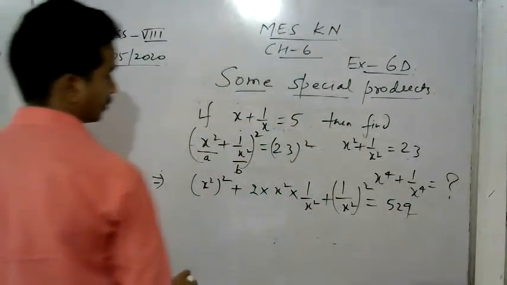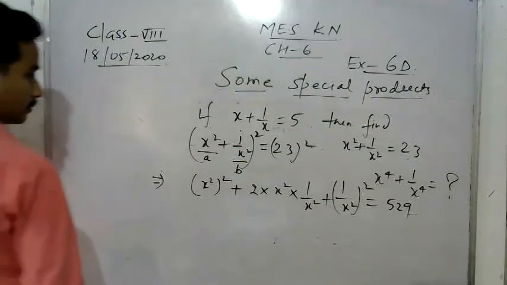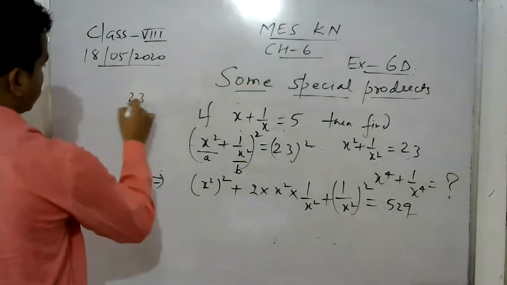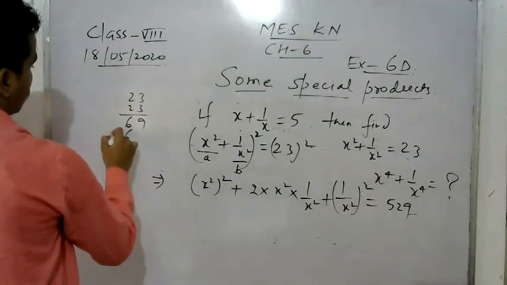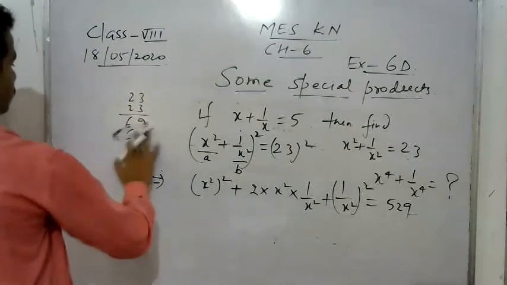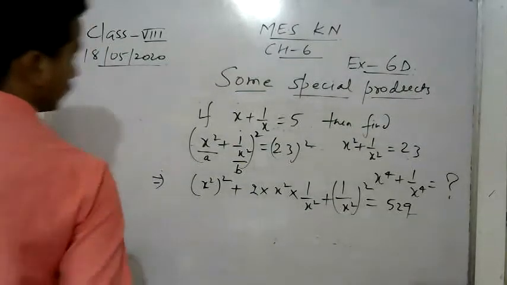Let me check 23 square: 3 times 3 is 9, 3 times 2 is 6, 2 times 3 is 6, 2 times 2 is 4. So 529 will be the answer.